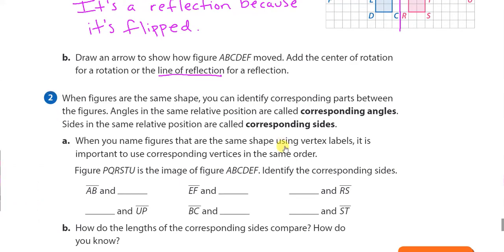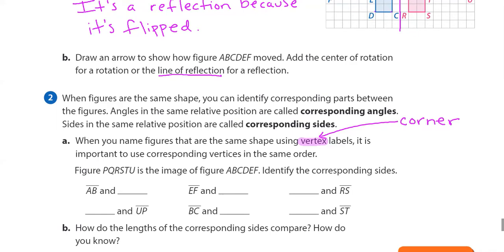Oh, I want my highlighter. Vertex means corner. So we've got our vertex labels because we labeled all the corners. It's important to use corresponding vertices. Vertices is just plural for vertex. So this is a vertex, this is a vertex. D and C are vertices. Vertex D, vertex C, they're vertices. I'm eating my words here, but yes, vertices, that's two.